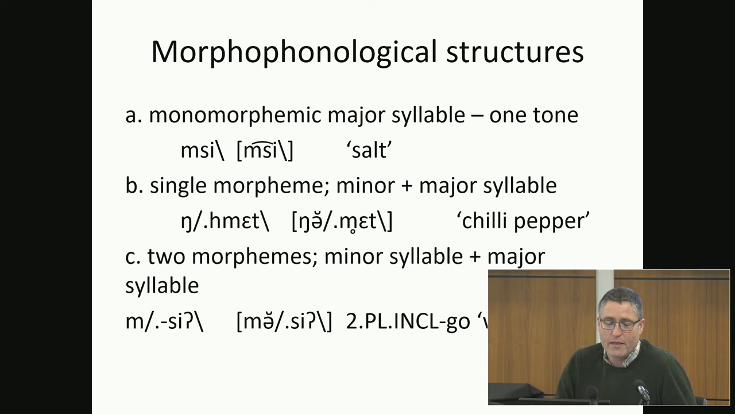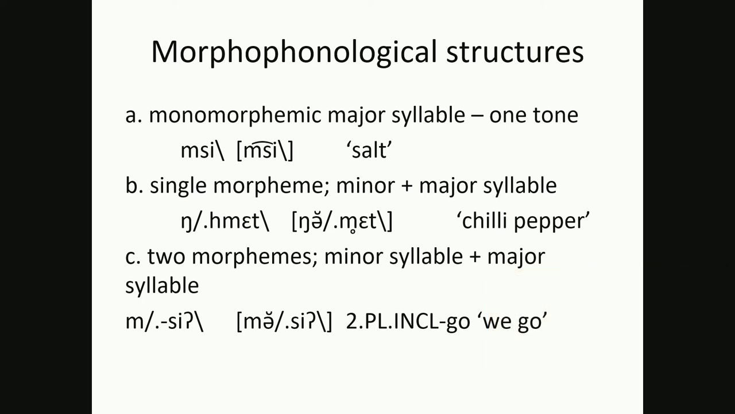And in Ngamet, the main syllable has a low tone, so the ng, because it is next to it, gets a high tone. So these minor syllables can get a tone, but they can't determine the tone. They can only get tone by derivation.